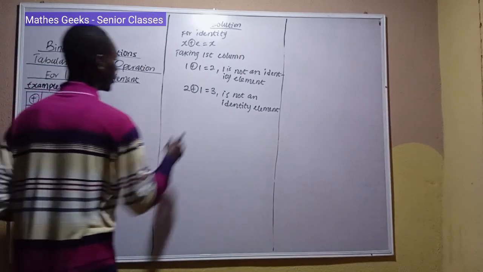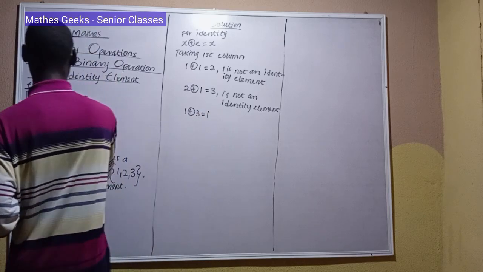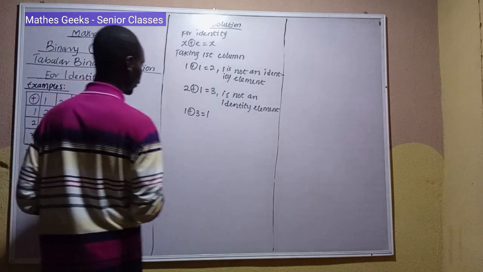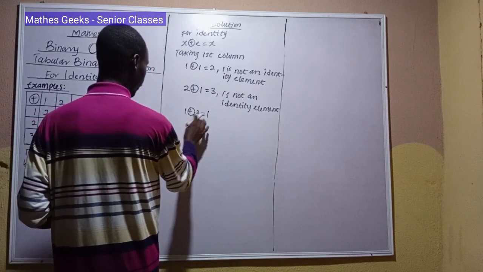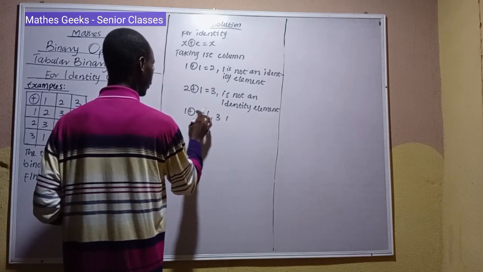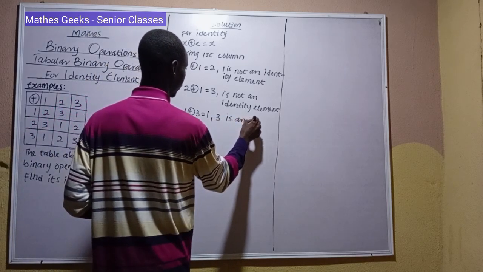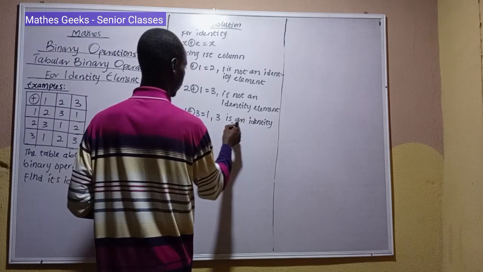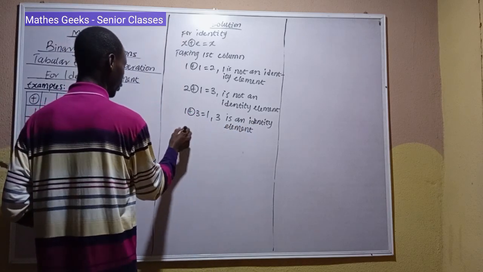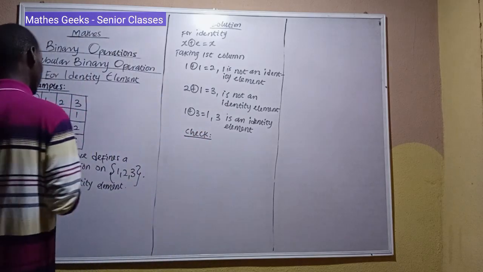So in that way, you see that when 1 combines with 3, we got 1 back. 3 combines with 1 to give us 1 back. So 3 is an identity element. For further check, let's check. 3 is an identity element.